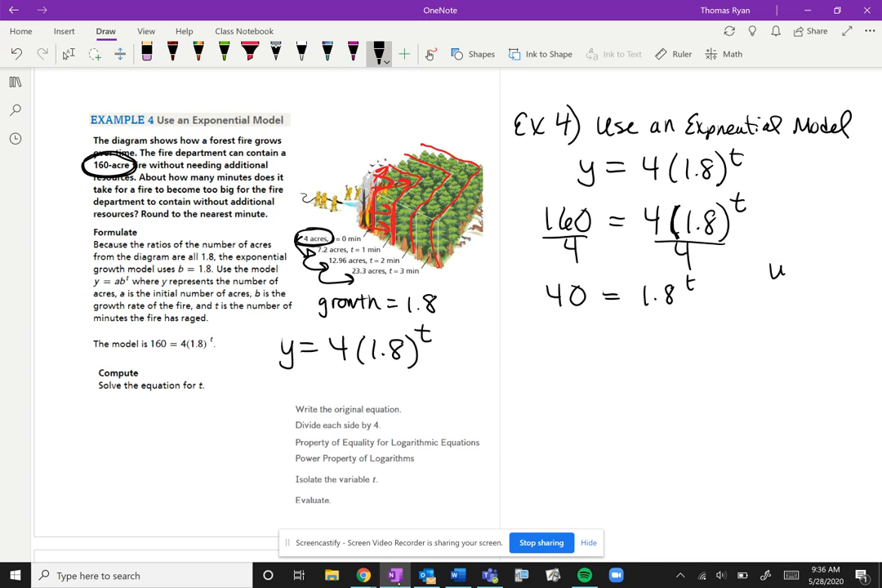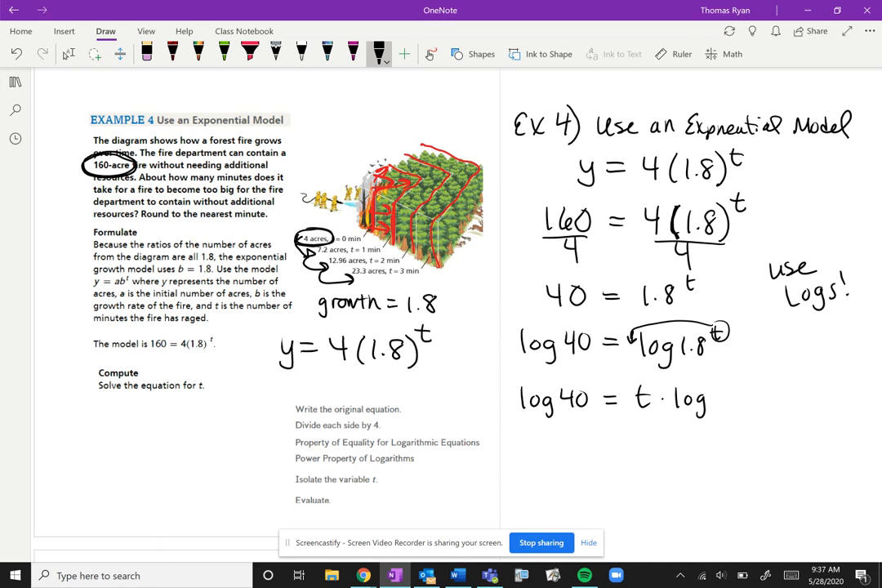Now you need to recognize, guys, that we need to use logs. If we introduce log on both sides, log 40 equals log 1.8 to the t, we can invoke the property of sliding our exponent to be a coefficient. So we get log 40 equals t times log 1.8. Divide both sides by log 1.8, and sure enough, we get log 40 over log 1.8 equals t.